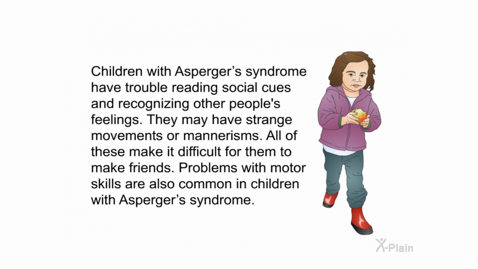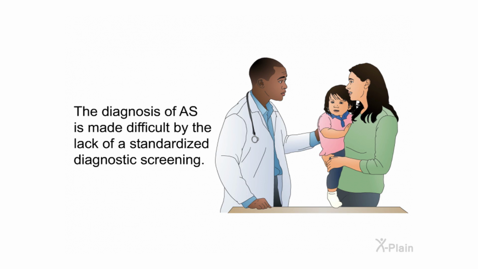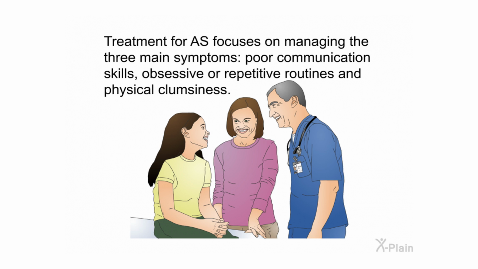Children with Asperger syndrome have trouble reading social cues and recognizing other people's feelings. They may have strange movements or mannerisms. All of these make it difficult for them to make friends. Problems with motor skills are also common in children with Asperger syndrome. The diagnosis of AS is made difficult by the lack of a standardized diagnostic screening. Treatment for AS focuses on managing the three main symptoms: poor communication skills, obsessive or repetitive routines, and physical clumsiness.